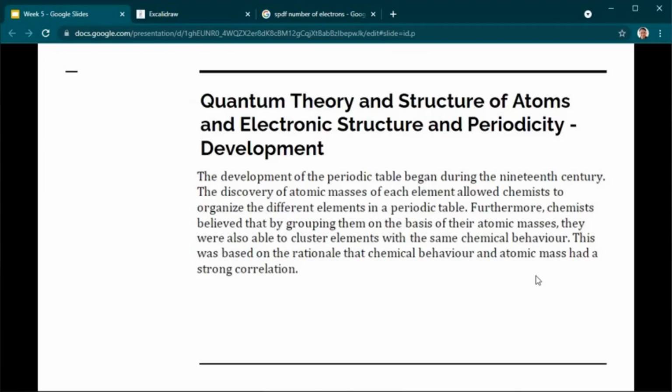Anyway, the development of the periodic table began during the 19th century. The discovery of atomic masses of each element allowed chemists to organize the different elements in a periodic table. Furthermore, chemists believed that by grouping them on the basis of their atomic masses, they were also able to cluster elements with the same chemical behavior. This was based on the rationale that chemical behavior and atomic mass had a strong correlation.